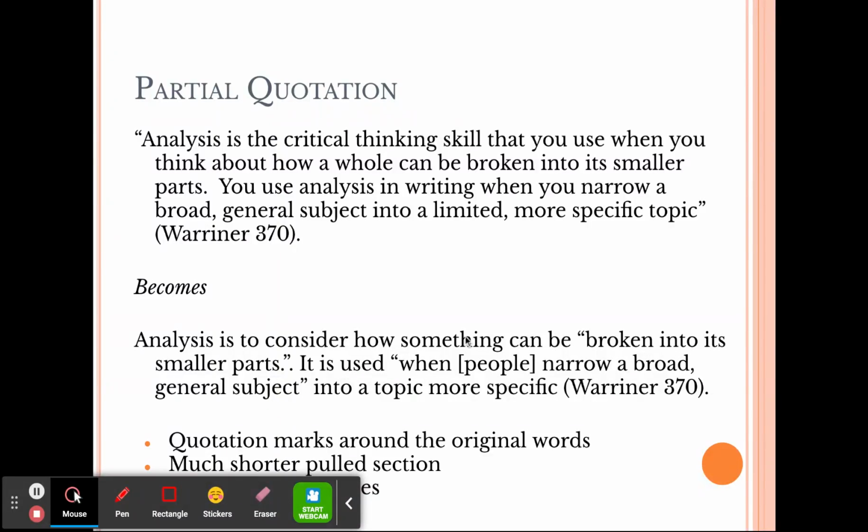It is used when people, the reason that people has brackets around it is because it originally said you. And I know I can't use you in a formal paper. So that shows that I've changed the original quotation. People often do that, like if they want to change the tense of something, or in this case, for example, changing you to something more specific. So I still need Warner 370 to show that it's someone else's ideas, and I have quotation marks around the words that I pulled. So note that what I pulled, though, is much shorter.